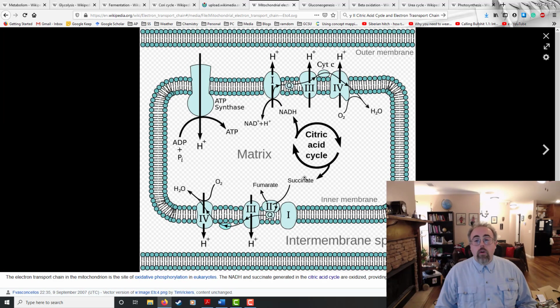Okay, so we're going to have the high energy electrons from the NADH. They're going to go into complex 1. You're going to have more energy going into complex 2. And it's going to go through 1, 2, 3, 4. The ones going into 1 don't go into 2. So we're going to go from 1 to 3 to 4. Now, okay, what's the big deal?